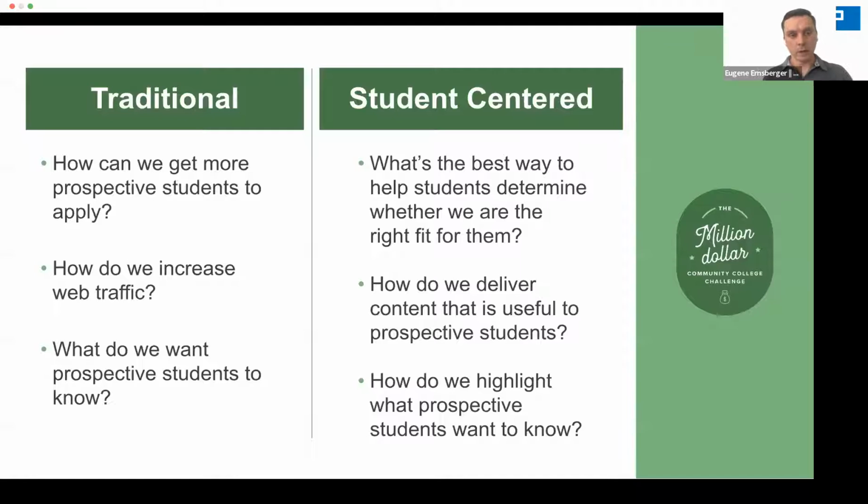In a traditional model, we might think, how can we get more prospective students to apply, and how do we increase web traffic? Very metrics focused. And we might think about our content in terms of what we want prospective students to know. When we shift over to student-centered, we think more about what's the best way to help students determine whether we are the right fit for them. More so thinking about their experience and the problem that they're facing and trying to solve. How do we deliver content that is useful to prospective students, and how do we highlight what prospective students want to know?